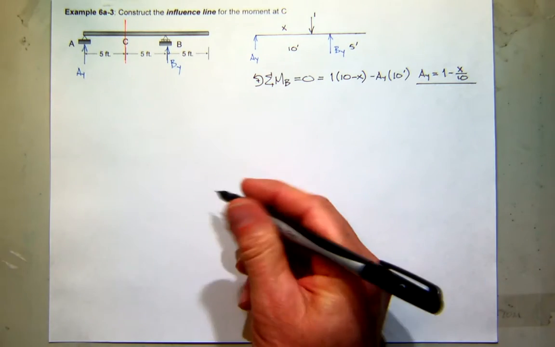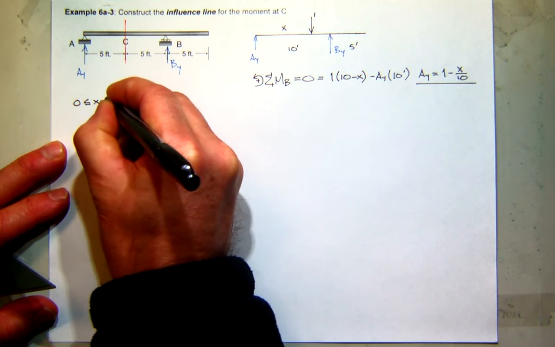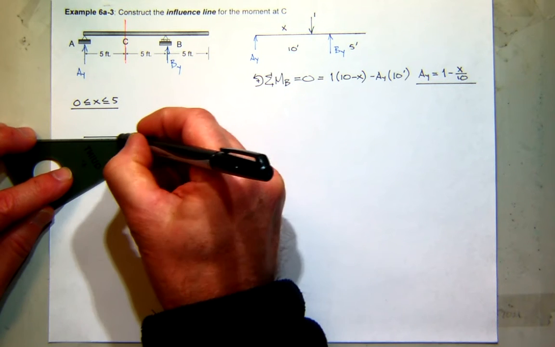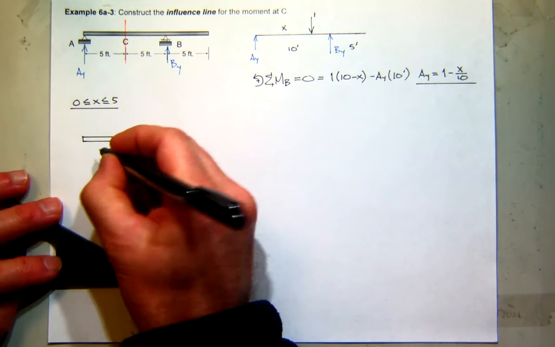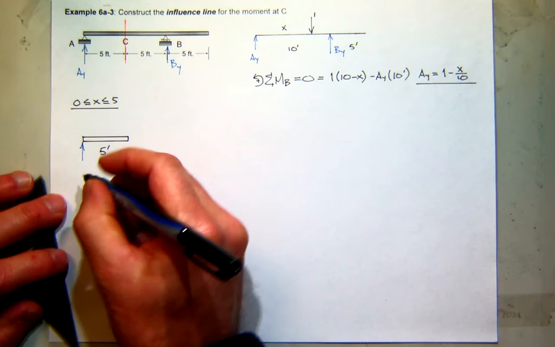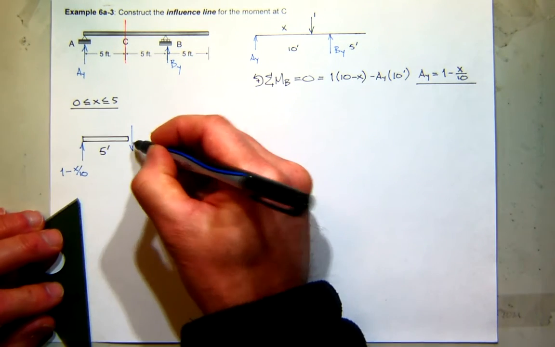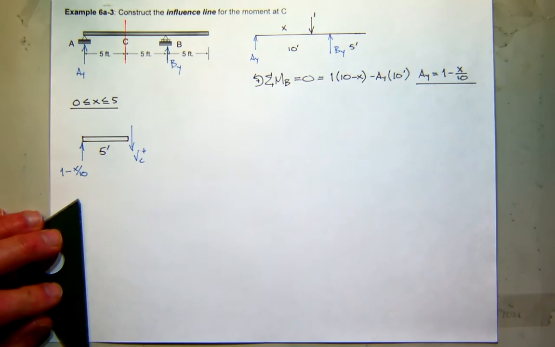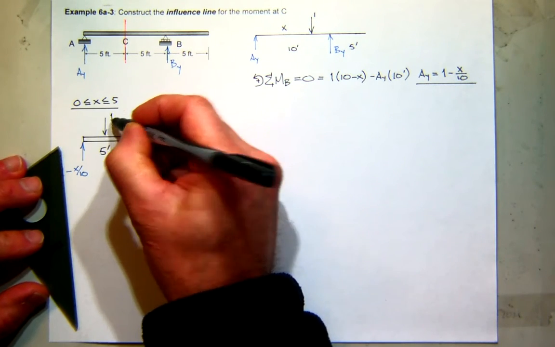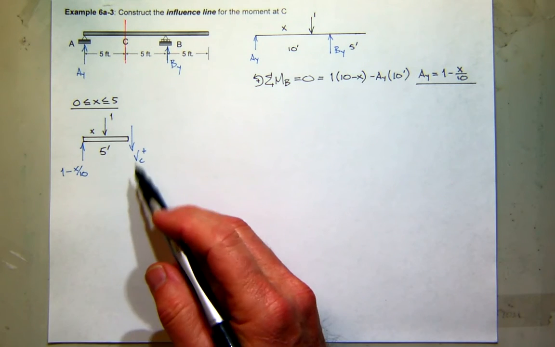So now I can come back over here, and we can look at the shear at C when the unit load is between 0 and 5. So I'll draw my free body diagram of that part of the beam. I know it's 5 feet long. I know my reaction now at A is 1 minus x over 10. And I'm looking for the shear at C. And also, since this is telling me the position of my unit load, I'll put it on there. There it's 1 at some distance x. So let's solve for the shear at C. What do we get?